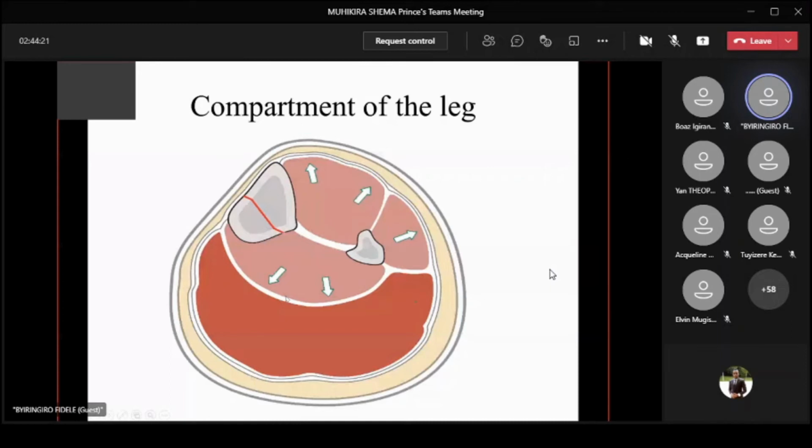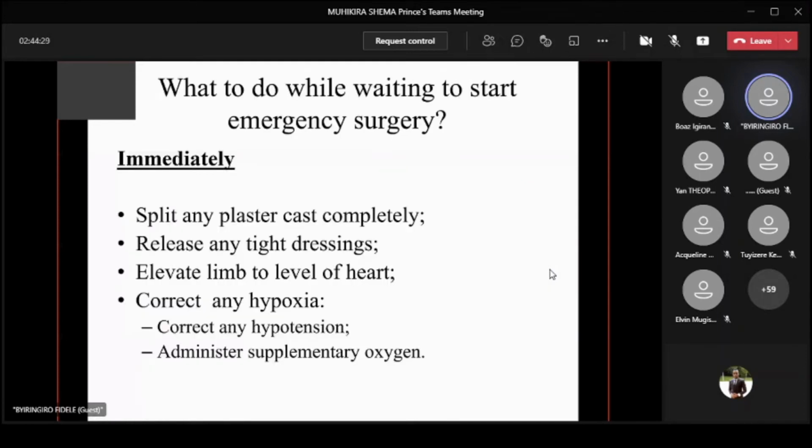So what to do while waiting to start an emergency surgery? Immediately you split any plaster cast completely. This is in case of fracture. You release any tight dressing. You elevate the limb to the level of the heart, you correct any hypoxia, you correct any hypotension, and you administer supplementary oxygen.